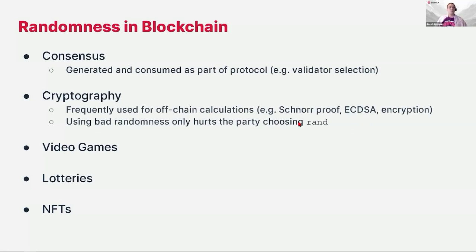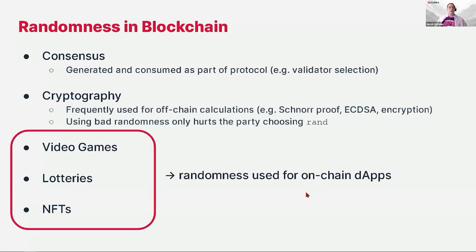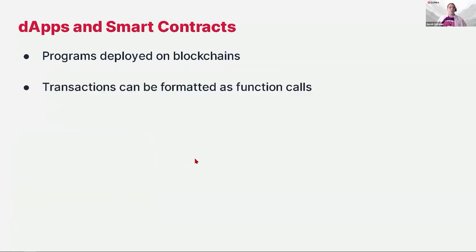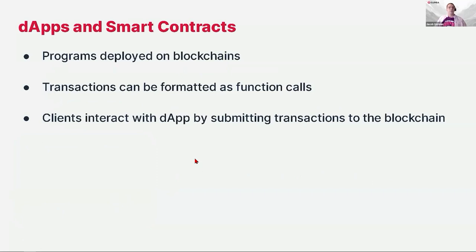But we're interested in these three, which we could classify as randomness used for on-chain dApps. Blockchains don't generally natively offer video games or lotteries or NFTs. You have to program them. They're applications that are run in a decentralized manner. So let's get into it a little. What are dApps and smart contracts? Basically, they're programs that are deployed on blockchains. Transactions are formatted as function calls, so a client can interact with a dApp by submitting transactions. For example, they could call mint NFT or play game.